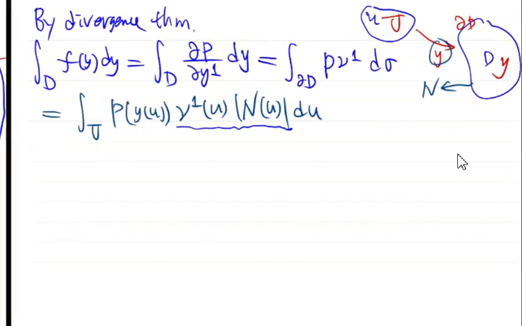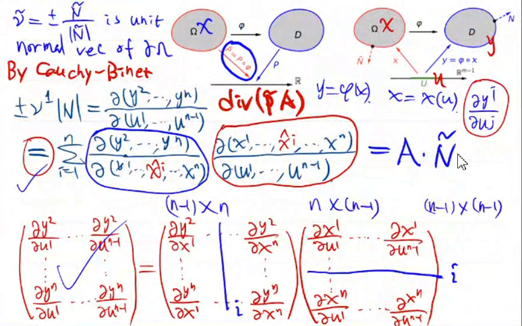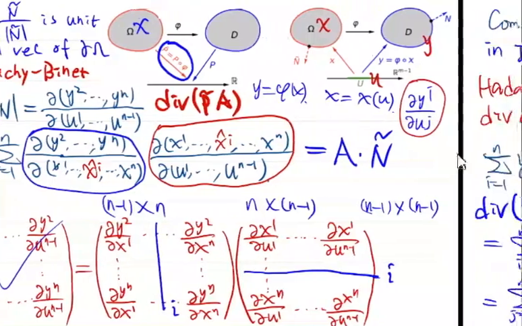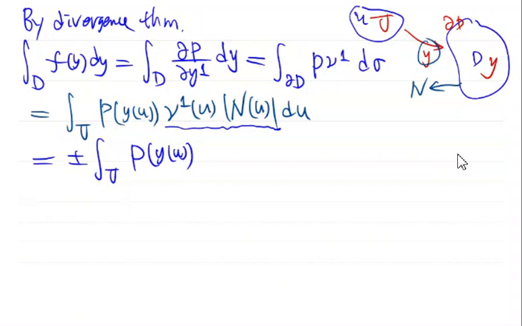Nu_1 multiplying the norm of nu, we have just computed, is the inner product of a and n theta. So we obtained that this is positive or negative p(y(u)) times the inner product of a and n theta, du. And we write n theta.